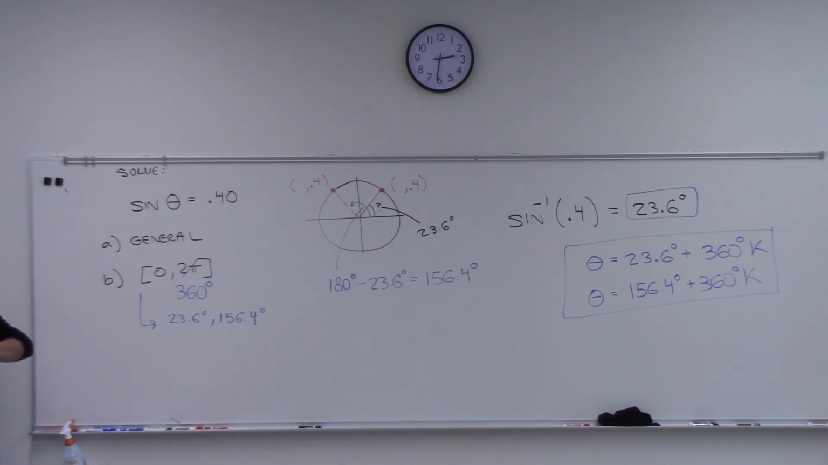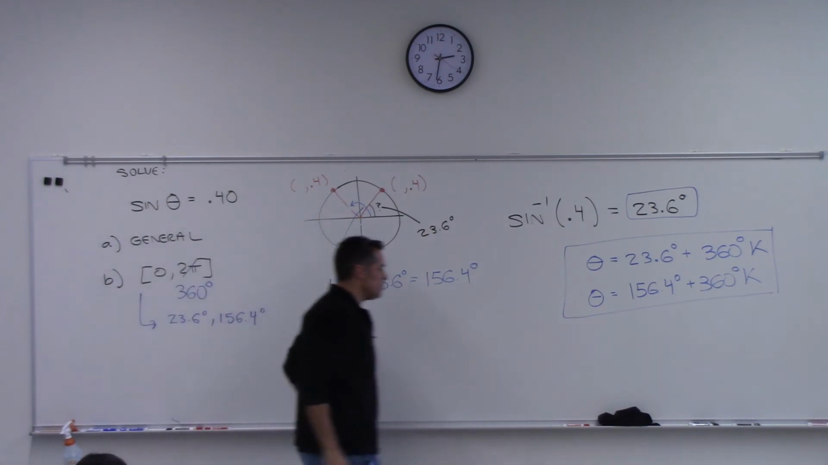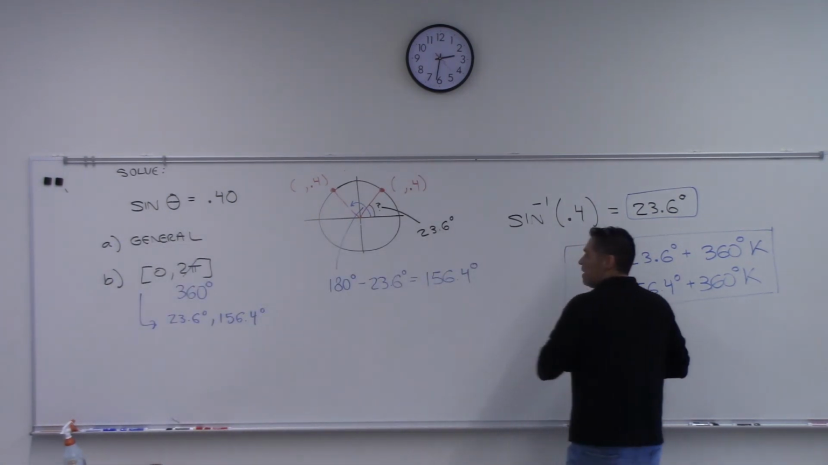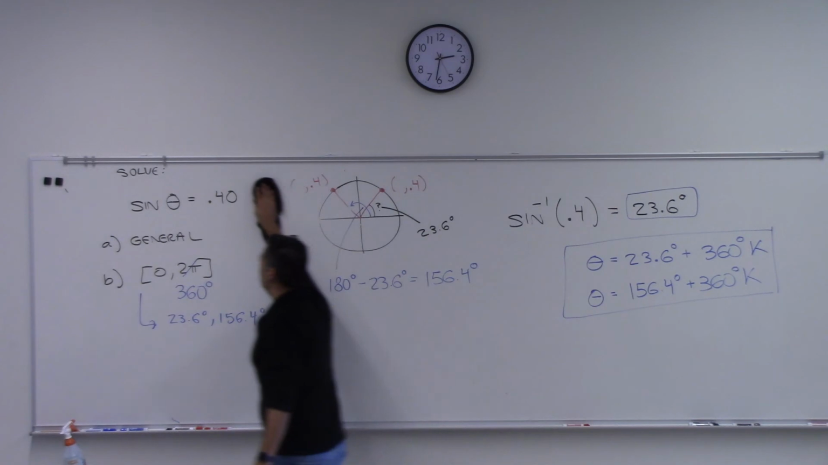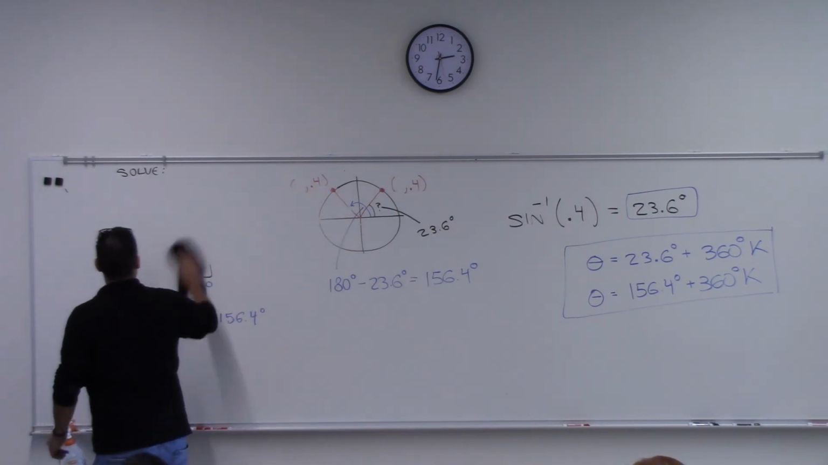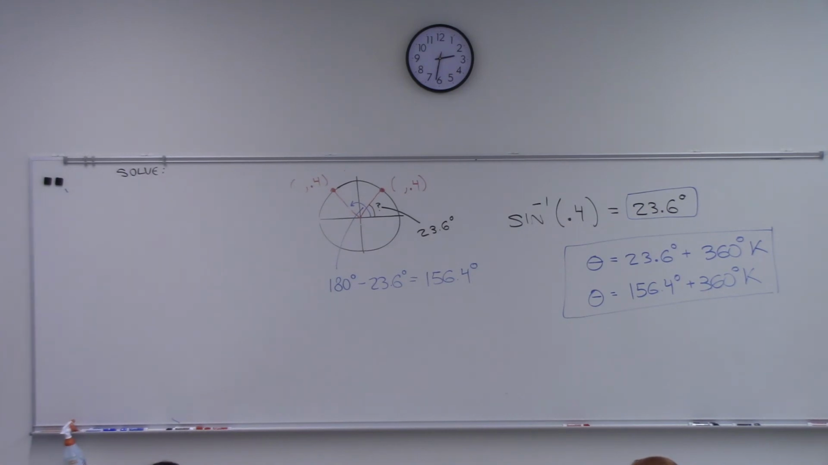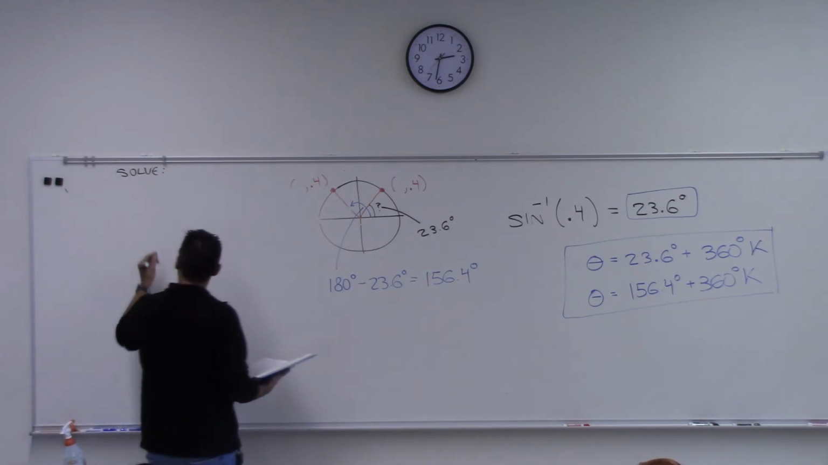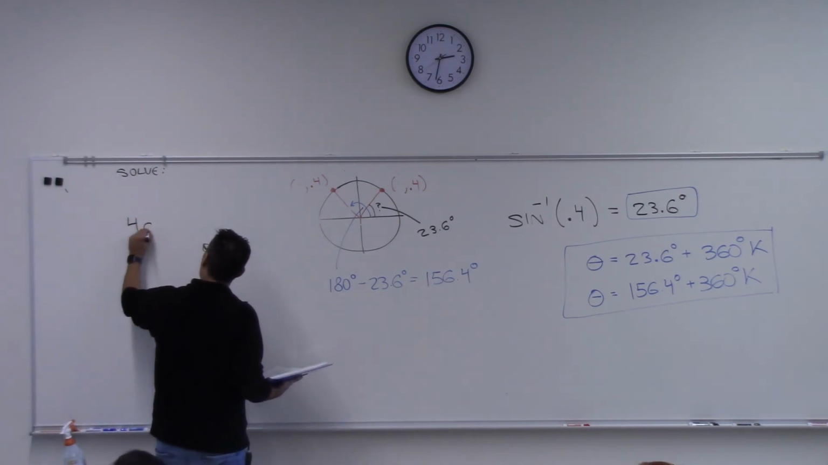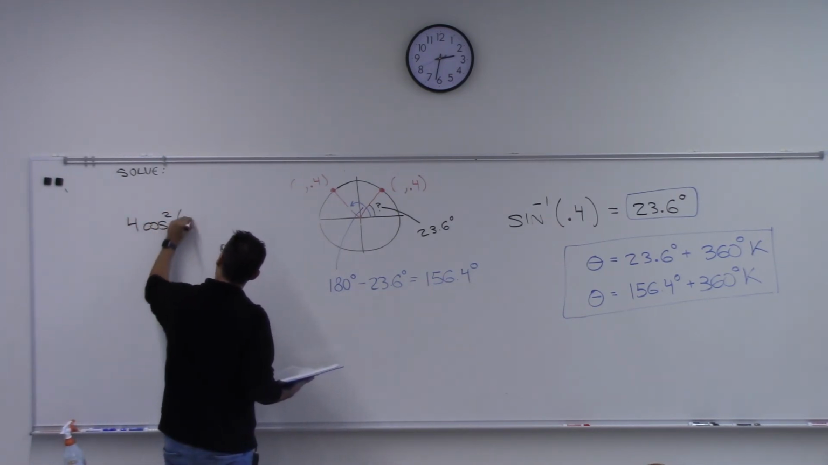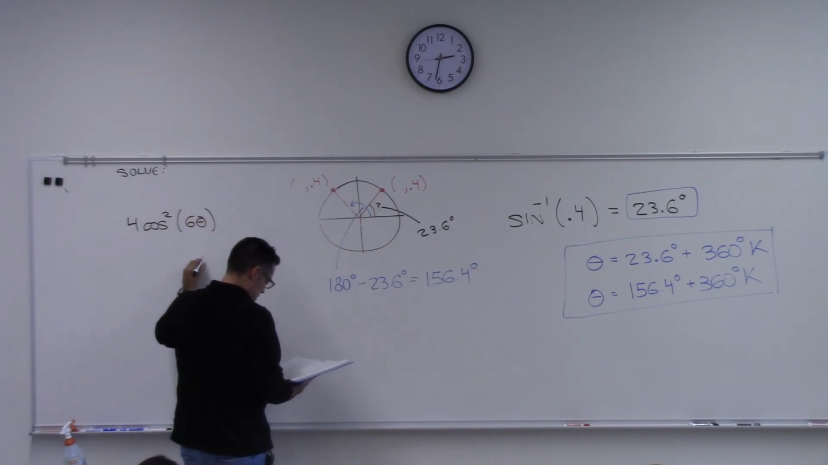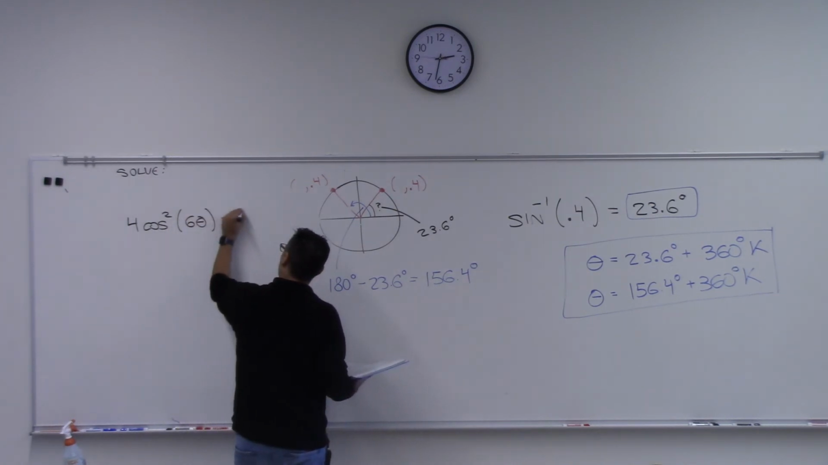I'd like, in the last 8 minutes, for you to work together in groups or teams. I want to see if you can give me the general solution to this equation. The general solution: 4 cosine squared of 6 theta minus 3 equals 0.